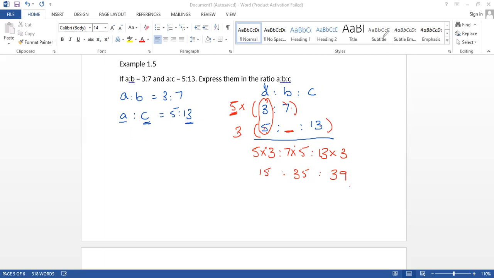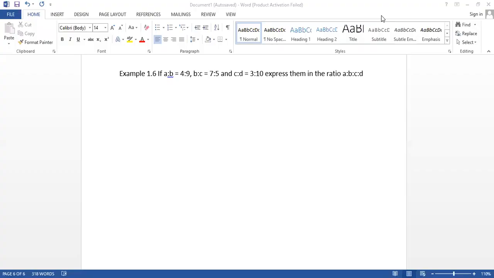Now let's go ahead to another form of continued ratio. So now over here, basically we have A, B, C, and D. So it's a longer version. First, we're going to solve till A, B, C, and then we will include D in it. So first, we're going to solve till A, B is to C.